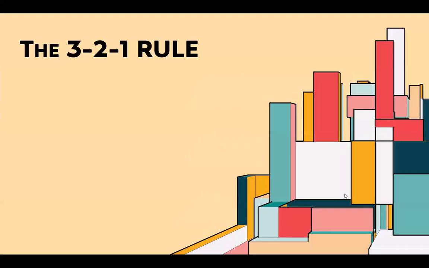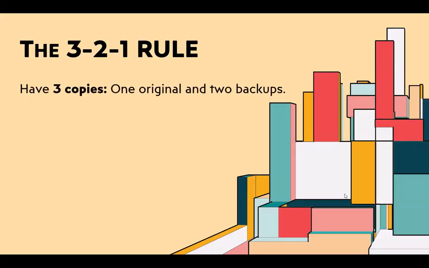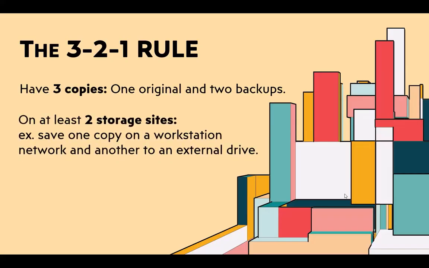All right, I'm going to talk about the 3-2-1 rule. So 3-2-1: have 3 copies. That means 1 original and 2 backups. You want to have them on at least 2 storage sites. For example, save 1 copy on your workstation network and another to an external drive or to the OneDrive.